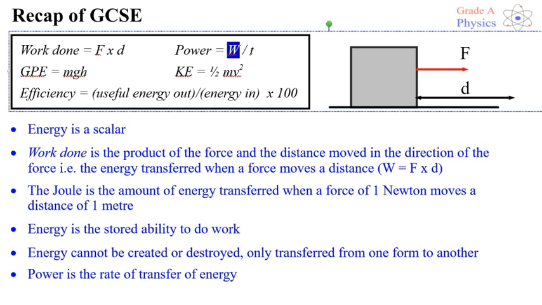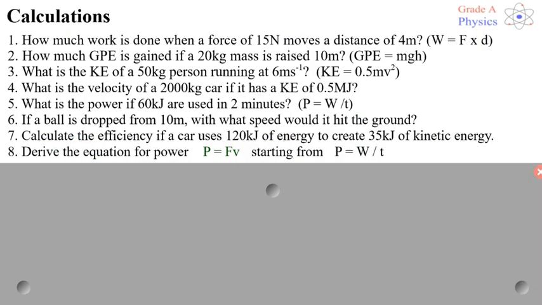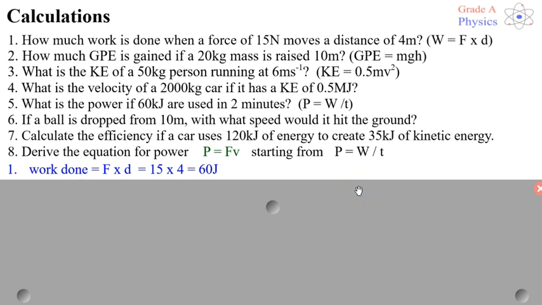Okay, so that's all our basic GCSE concepts. So we're just going to rattle through some basic calculations. These should all be really easy, or pretty easy, but if you cannot answer these, then you're really going to struggle at A-level. So if you have a basic question 1, 15 newtons, 4 meters, that's really easy. We've got 60 joules. So we've got a force of 15 newtons, moves a distance of 4 meters, the energy transferred is 60 joules, nice and easy.